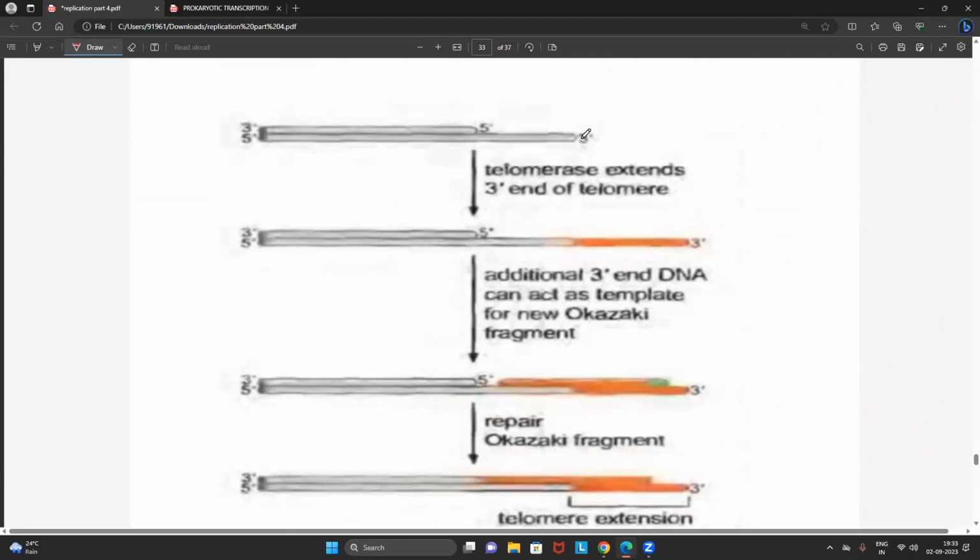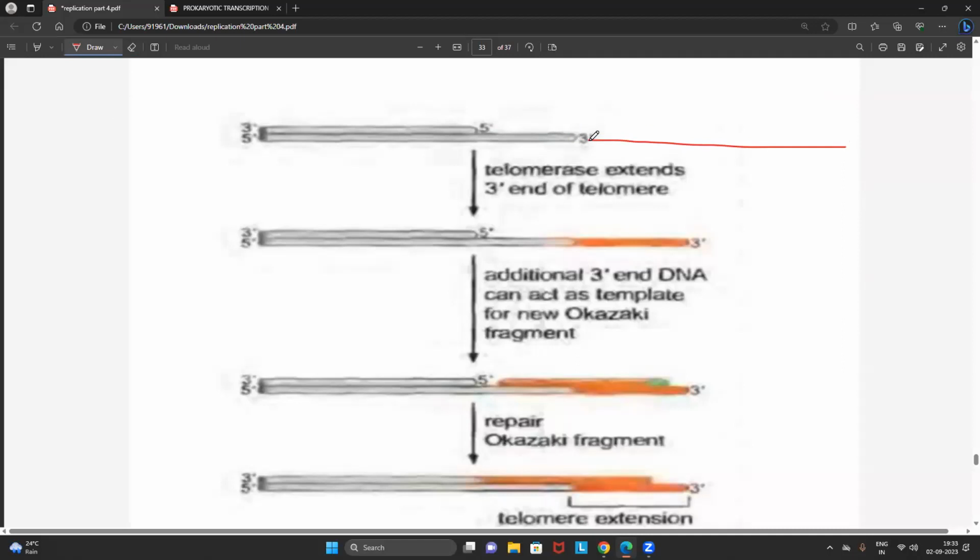Telomerase enzyme immediately starts extending the 3' end of the telomere. That's a very important statement, friends. What the telomerase is doing, listen everyone: it is not extending the 5' end. First, it is extending the 3' end. Now, the question is very, very clear. Why is the telomerase enzyme extending the 3' end? What is the reason behind that?